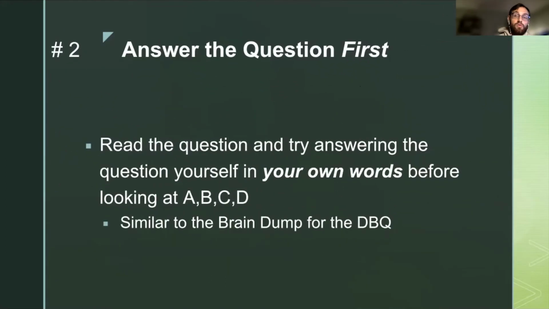Tip number 2, try answering the question first. What do I mean by that? I mean, read the question and try to answer it in your own words before looking at the options, okay? This is very similar to what I tell students about the DBQ, which is the brain dump, which is before you look at the documents, try to answer the prompt on your own. Write down everything you know about it. Try answering the question in your own words before you look at the ABCD. Doesn't guarantee that you'll magically come up with the answer, but it can help get your brain thinking a little bit about the question at hand.